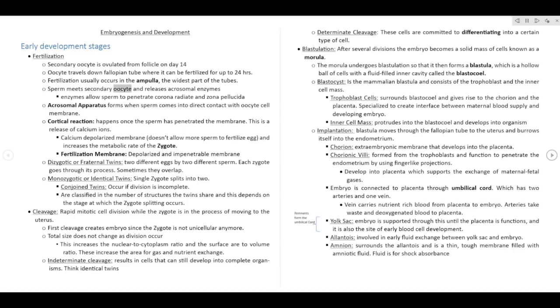Sperm meets the secondary oocyte and releases acrosomal enzymes. These enzymes allow the sperm to penetrate the corona radiata and zona pellucida. The acrosomal apparatus forms when the sperm comes into direct contact with the oocyte cell membrane. The cortical reaction happens once the sperm has penetrated the membrane. This is a release of calcium ions. The calcium depolarizes the membrane so it doesn't allow more sperm to fertilize the egg, and it increases the metabolic rate of the zygote. This is the fertilization membrane, a depolarized and impenetrable membrane.